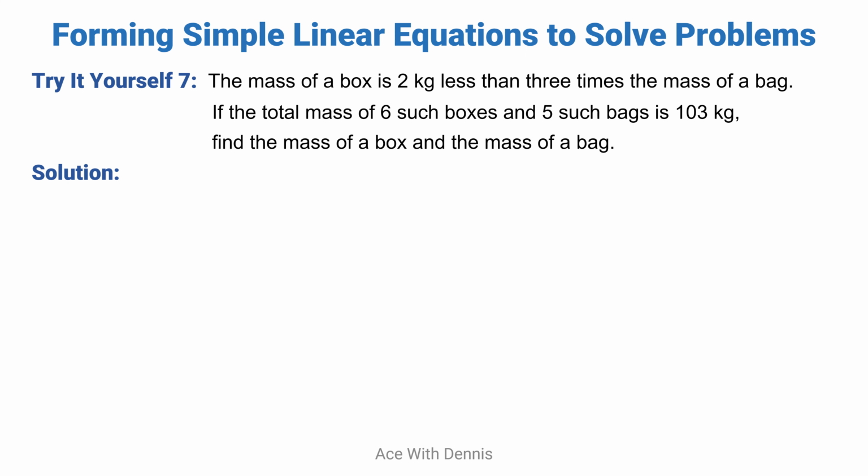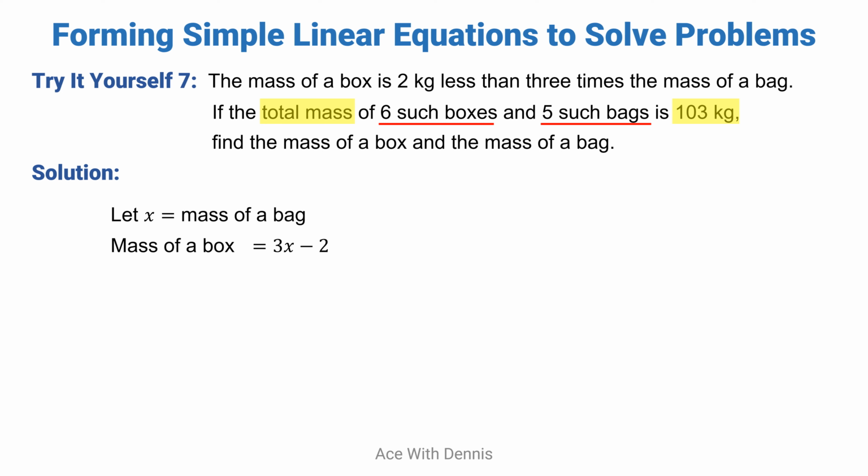Alright, here's the solution. We want to find the mass of a box and the mass of a bag. Hence, let x be the mass of a bag. Therefore, the mass of a box, given it is 2 kg less than 3 times the mass of a bag, equals 3x - 2. Given that the total mass of 6 such boxes and 5 such bags is 103 kg, based on this information, we can form the equation 6 times (3x - 2) plus 5x equals 103.